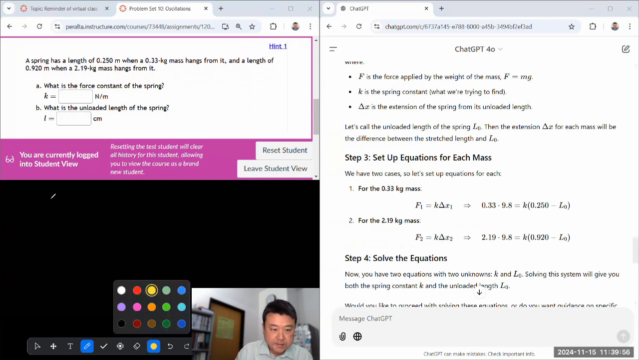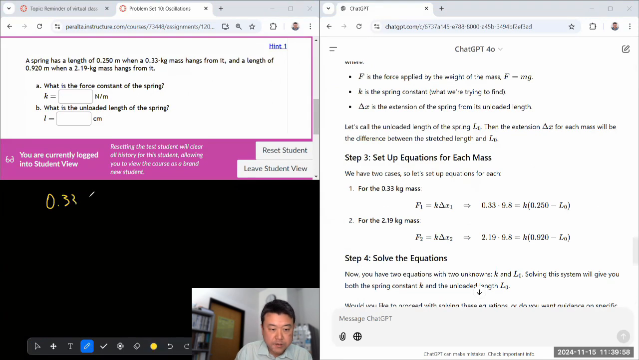So I got this: 0.33 times 9.8 is equal to k times (0.250 minus L naught).